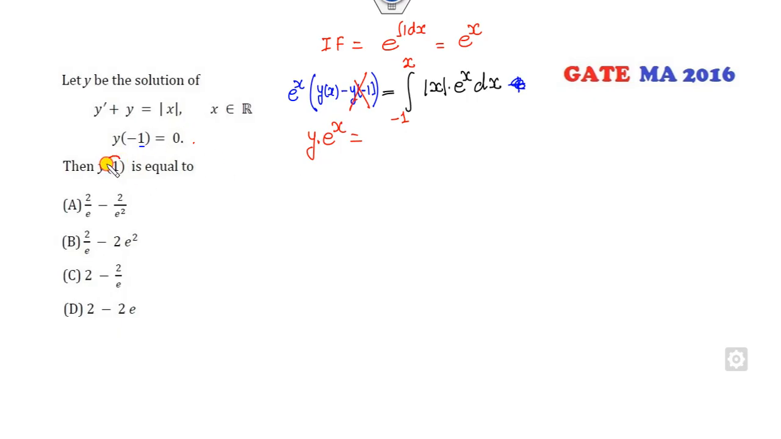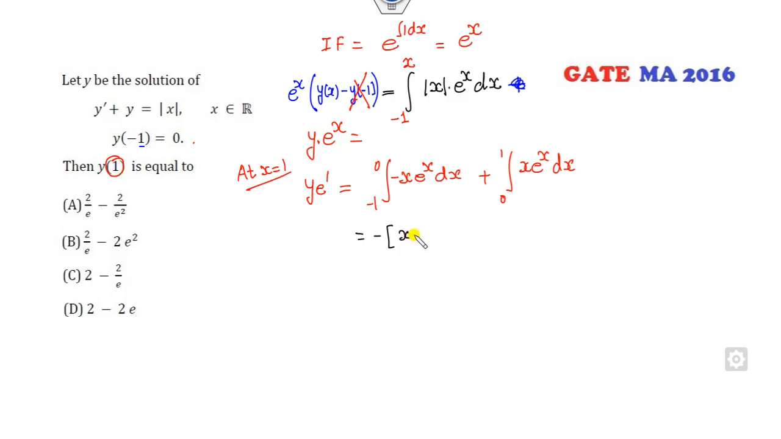Now your target is to find the value at 1. So what is the value at 1? I can substitute here y, so I can break the integral from minus 1 to 1 into minus 1 to 0 plus 0 to 1. Fine. Now I think it's very simple. The minus sign will be outside. The integration of this will be (x minus 1) e raised to the power x, from minus 1 to 0 and 0 to 1.